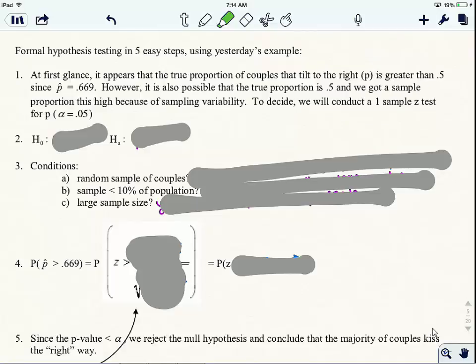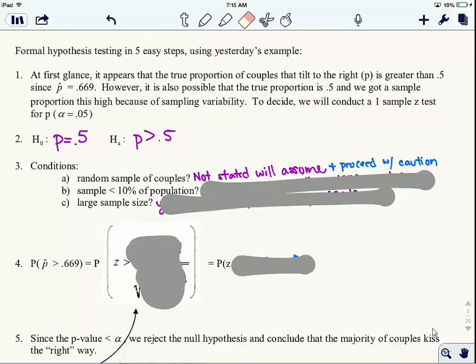To decide, we will conduct a 1-sample z-test for p with a significance level of 0.05, which means that if the probability we find of having 2/3 of the people tilting their head to the right, assuming it's really 50-50, is less than 5%, we're going to reject our null hypothesis. And our null hypothesis is that really it's a 50% chance to tilt to the right. And our alternate hypothesis is that it's greater than 50%, because based on the real world, it seemed that it's more like 2/3. Again, check our conditions.